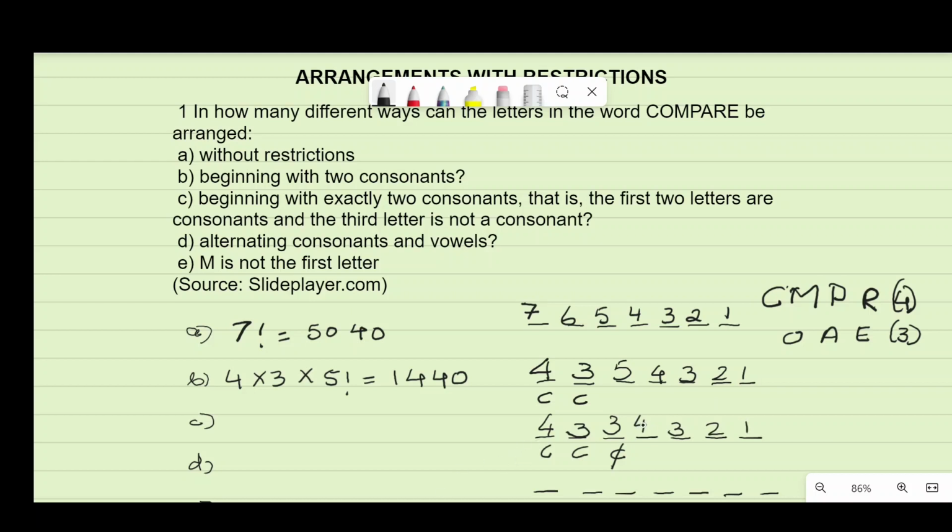So it's 4, then 3, then 2 and 1. So when we write the answer for number C, we write 4 times 3 times 3. These were the restrictions. Now, without any restriction, the remaining 4, which is 4 factorial. That's how we write the answer.